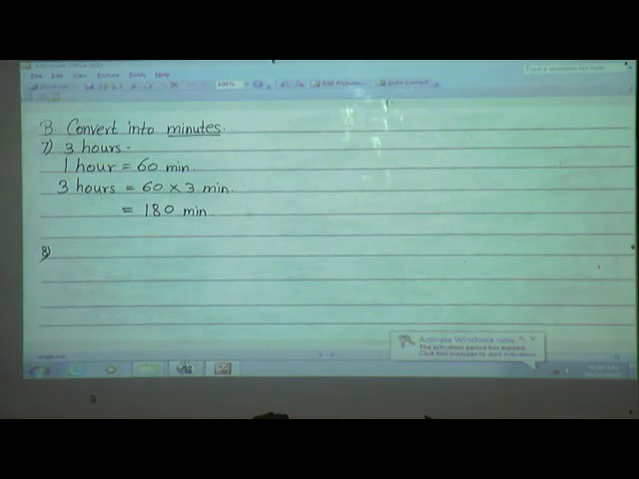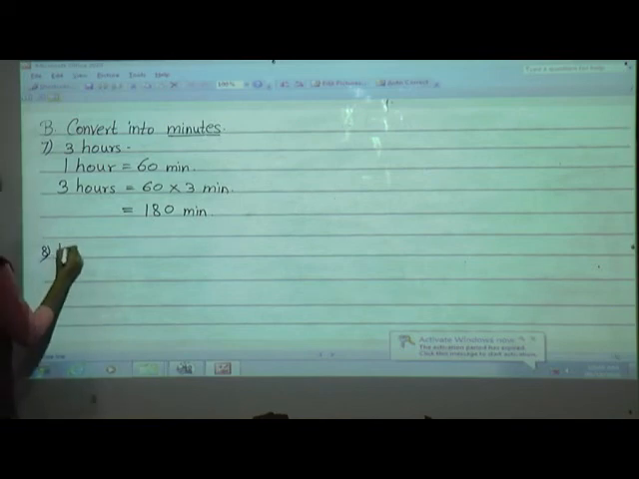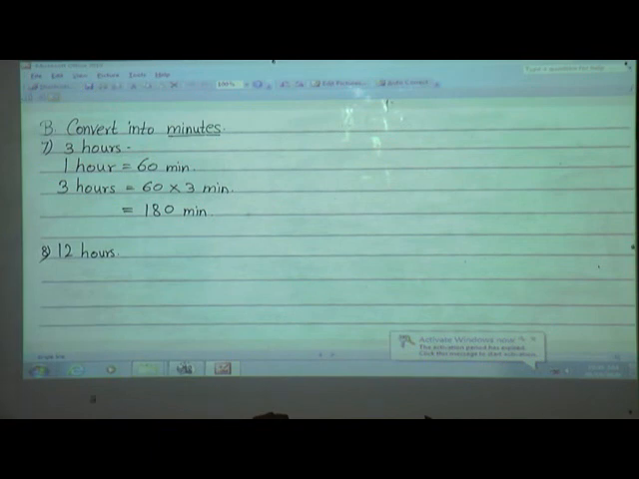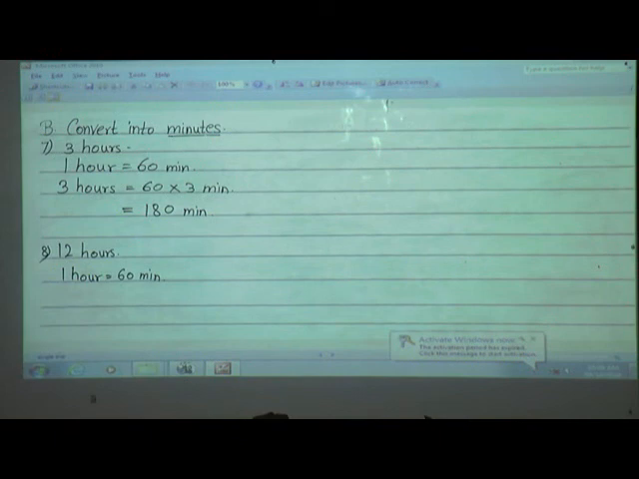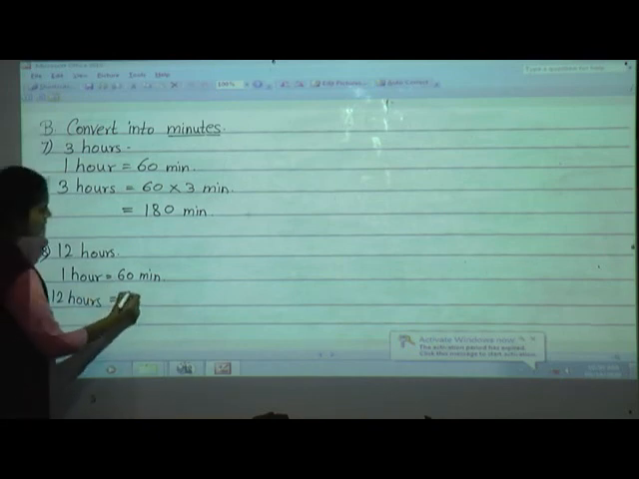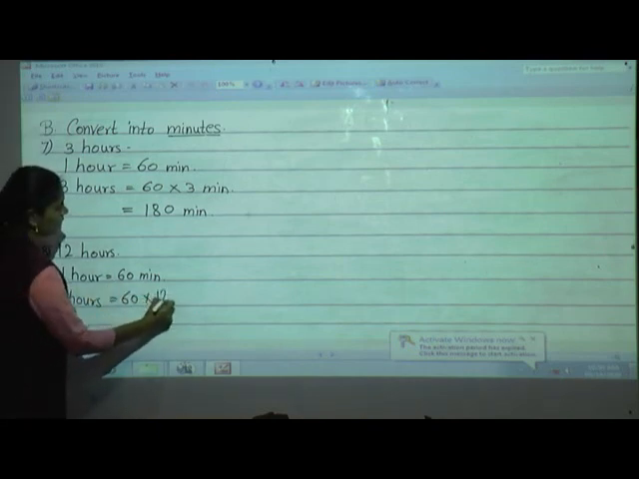Now next example, 8th number, 12 hours. Okay. What is the first step? 1 hour is equal to 60 minutes. 1 hour is equal to how many minutes? 60 minutes. So 12 hours is equal to what? 12 hours is equal to how many minutes? 12 hours is equal to 60 into 12 minutes.